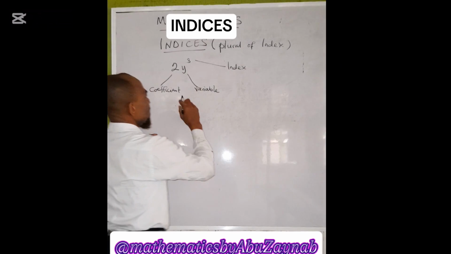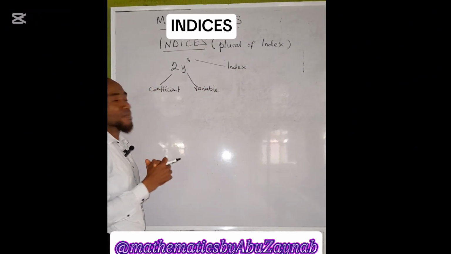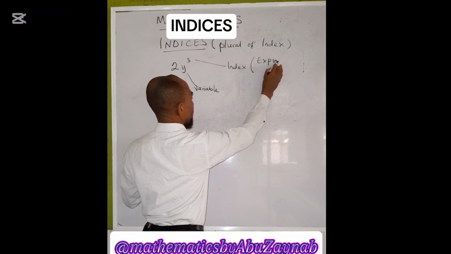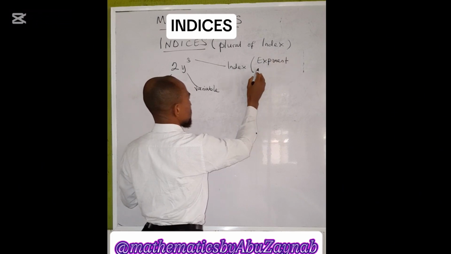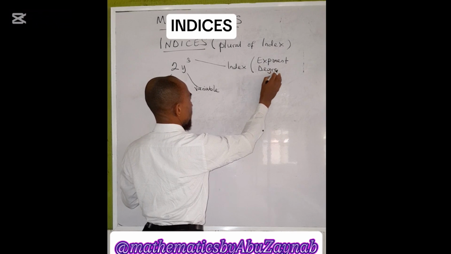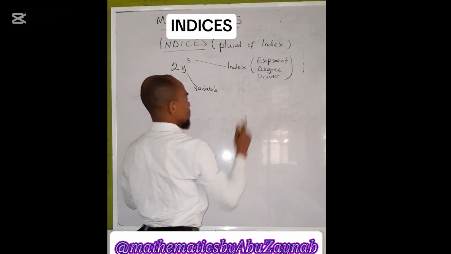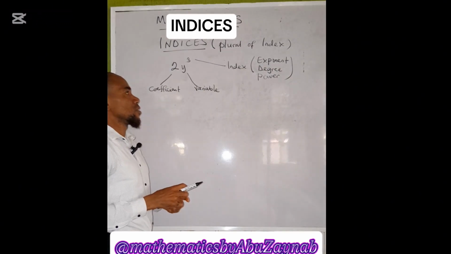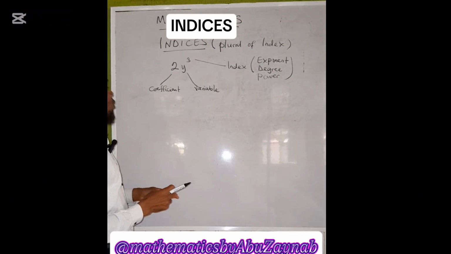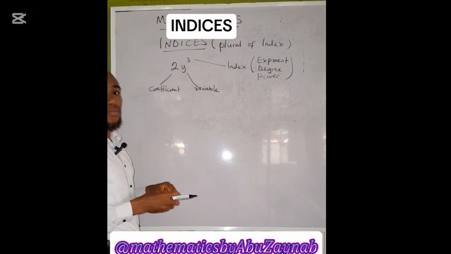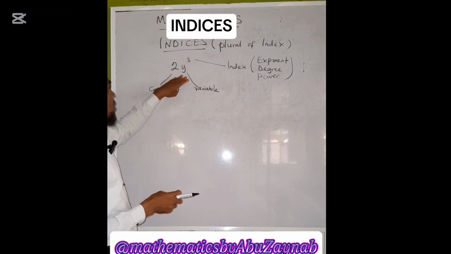Now, there are other names or synonyms for index, and they are exponent, degree, or more popularly called power. They all mean the same thing. So, when we are dealing with indices, we actually are talking about variables that are powers. To start with, what exactly is the meaning of this to a layman?